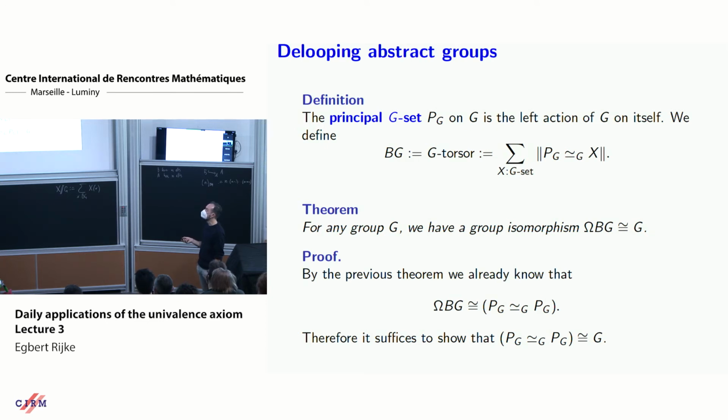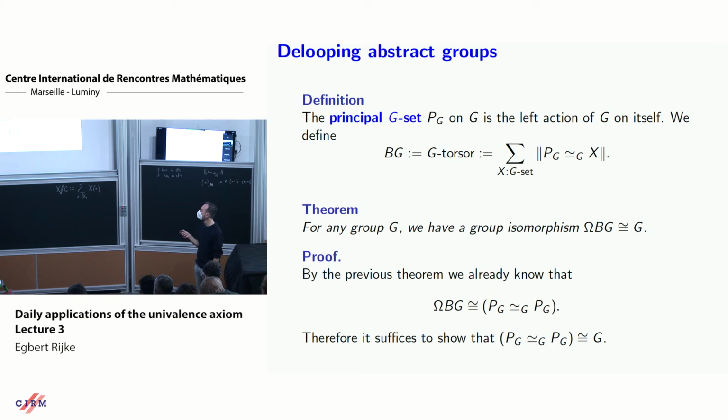Now we want to deloop our abstract group. So we start with our algebraic definition of a group. And we have just seen the G sets, and I didn't introduce them for nothing. I introduced them because we're going to use them. We now say that the principal G set, P of G, is the left action of G on itself. So every group acts on itself by multiplication from the left, and that's the principal G set.